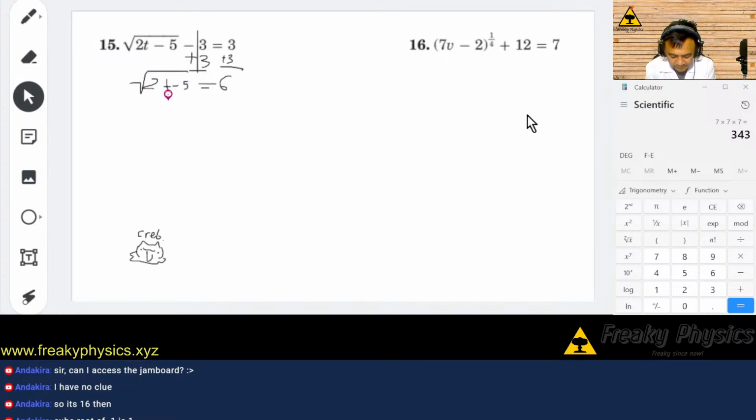That's t. And then you square both sides. Correct. That makes 2t minus 5 equals 36. Okay, so then you bring the 5 over.